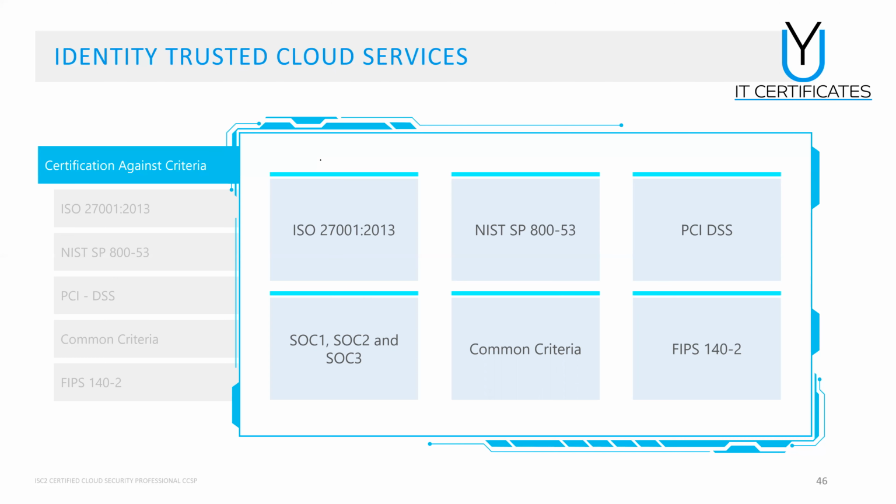FIPS 140-2 is for encryption. This is the standard for evaluating encryption. When any device has encryption, it should be checked, tested, and audited by the FIPS standard, and it should have a classification showing whether it is properly configured and whether it can be used in your country or not.